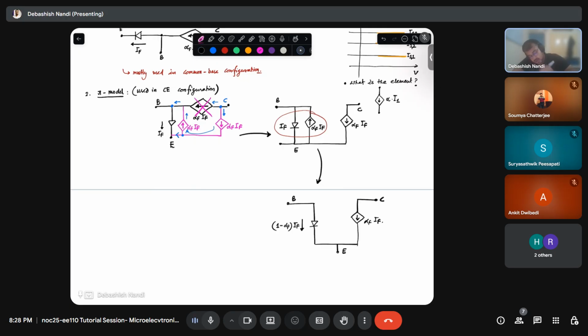So if I call this my IB, I can simply replace this with beta IB. The same analogy that we used while going from common base to common emitter.